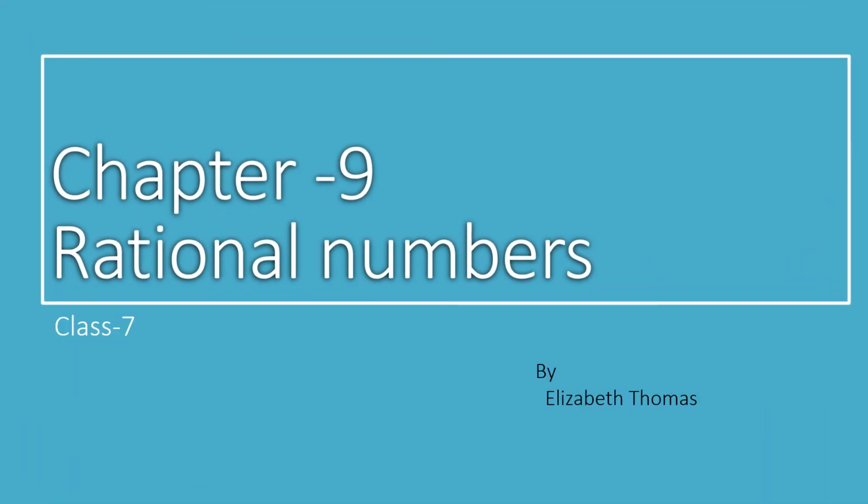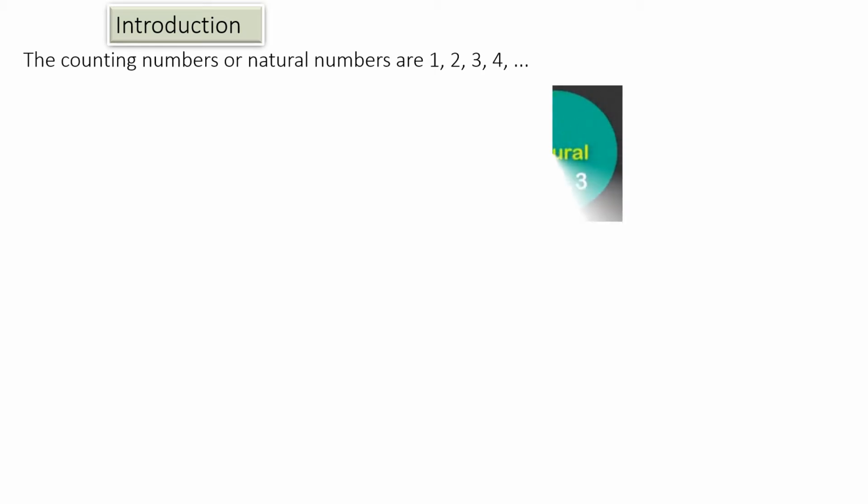Good morning, children. Today, let us start the new chapter Rational Numbers. You began your study of numbers by counting objects around you. The numbers used for this purpose were called counting numbers or natural numbers. They are 1, 2, 3, 4. We are counting by using numbers 1, 2, 3, 4.